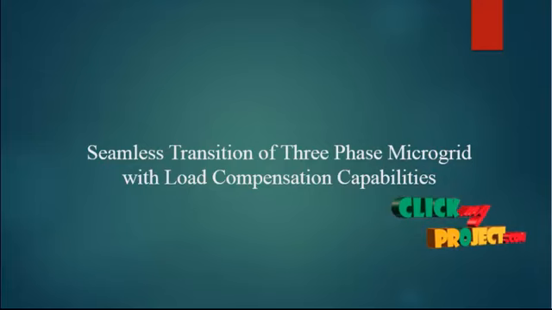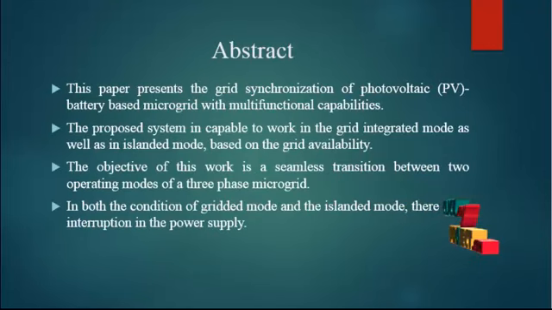Now we are going to discuss the product, seamless transition of a three-phase microgrid with load compensation capabilities. Now we are going to discuss the abstract of our product. The proposed system is used for the photovoltaic system and uses the multiple functions of microgrids.